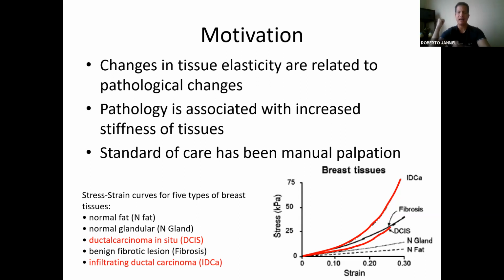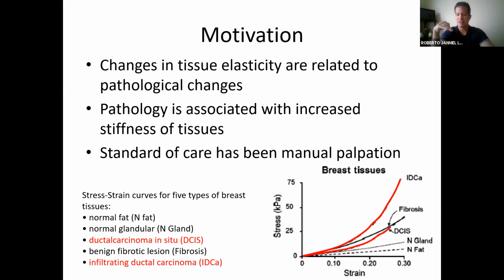But of course, in practice, if you keep pulling the spring, eventually you're going to break it, or if you compress it too much. So in general, those curves are going to have different regimes, right? They're not going to be a perfect line, and there are many other things that deviate away from that perfect straight line. But here, for example, you can see normal fat and normal glandular tissues, which are those two curves down at the bottom.